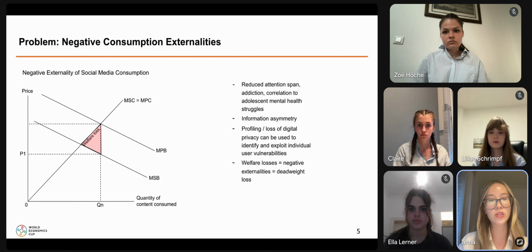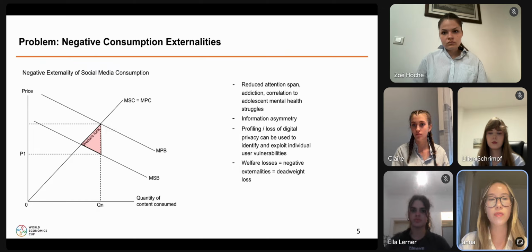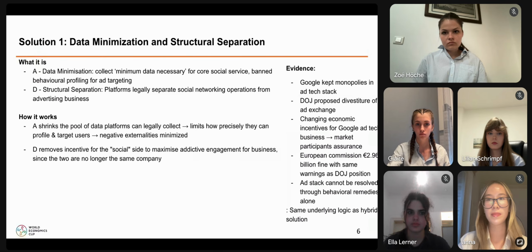There's also information asymmetry, where users do not know what information is being collected, which could lead to them being taken advantage of. There's a profiling and loss of digital privacy as well, and it can be used to identify and exploit individual user vulnerabilities, for example, a third-party data loss. These welfare losses equal negative externalities and also deadweight loss.